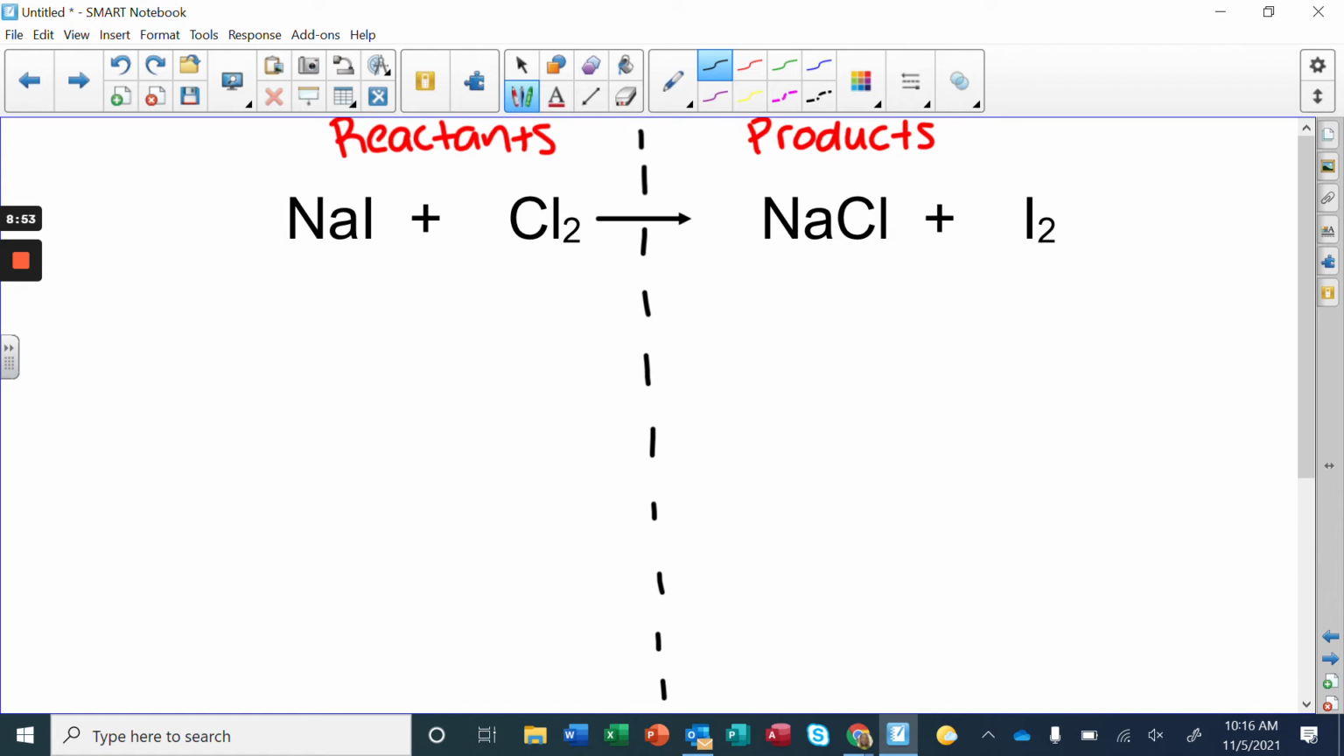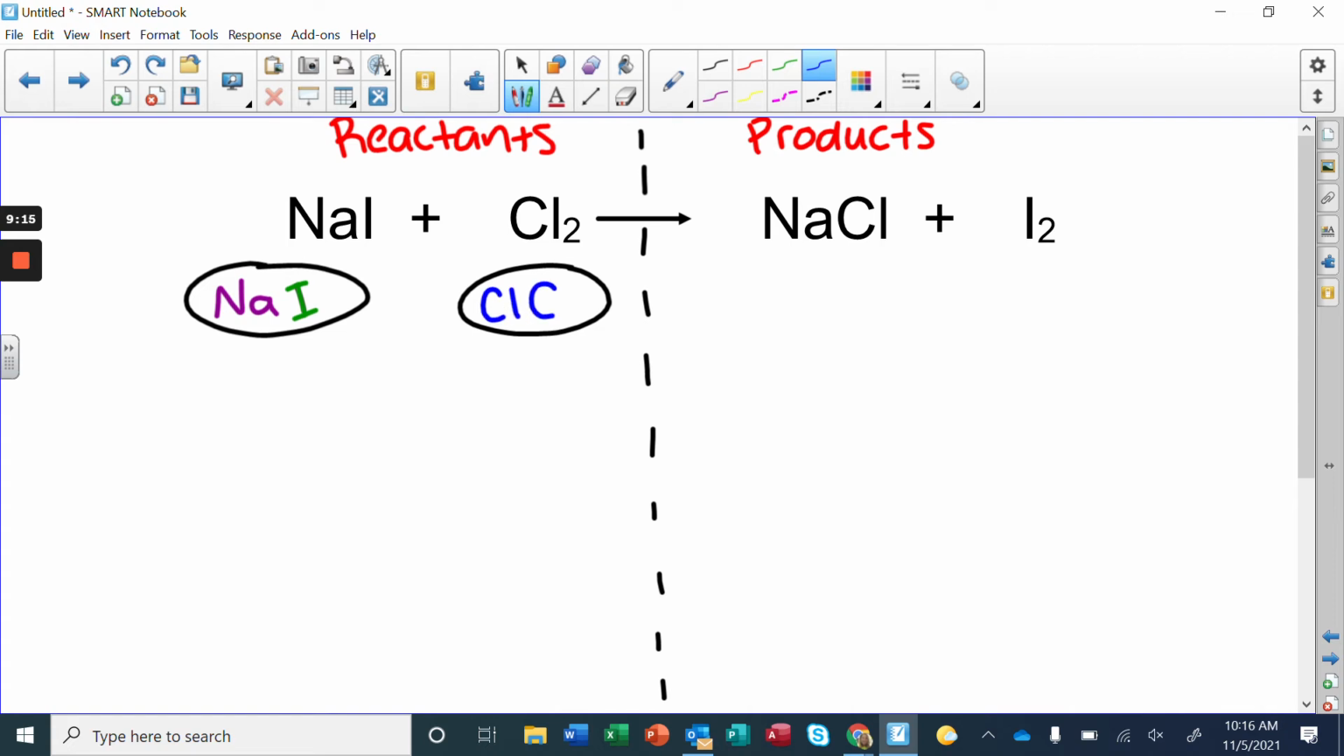We have NaI over here. So NaI. And then we have a bubble of chlorine, Cl. Then we have sodium chloride on the product side. Sodium, and then chloride, Cl. Then we have iodine left.